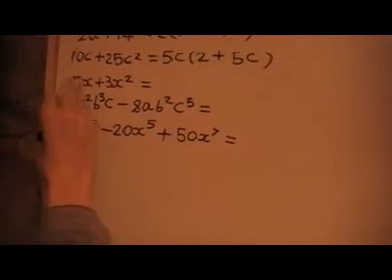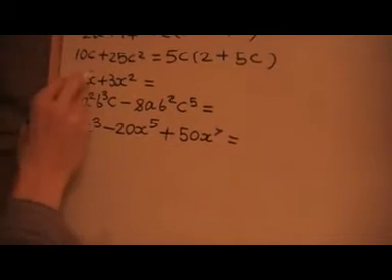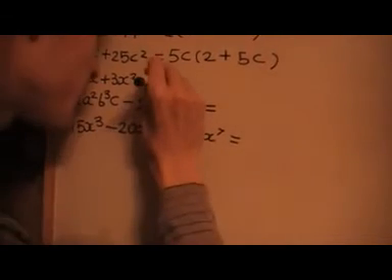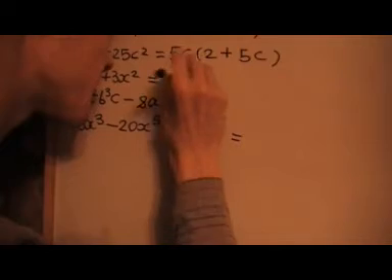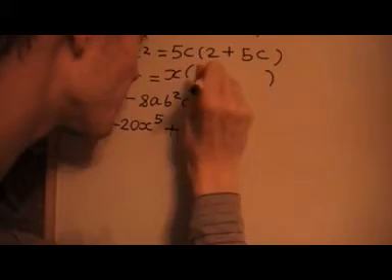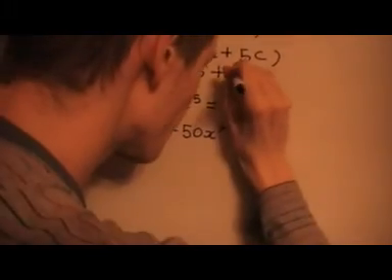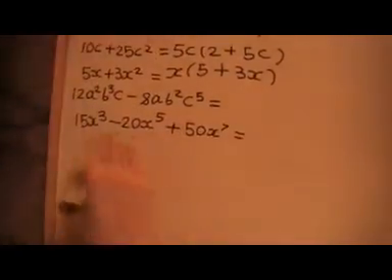Next one, I've got 5x minus 3x squared. Now I can see we've got no number here as a factor. So what I'm going to do is take x out as a factor. To get 5x I need to multiply x by 5. And to get 3x squared I need to multiply x by 3x.